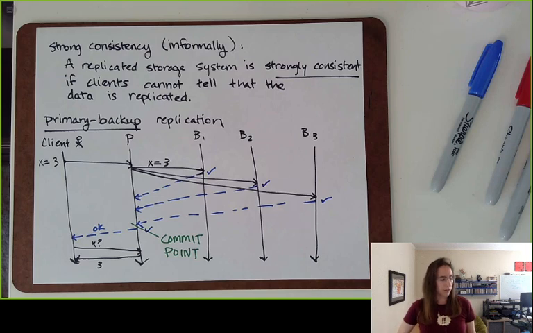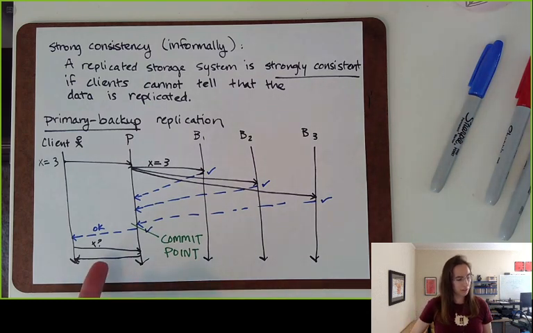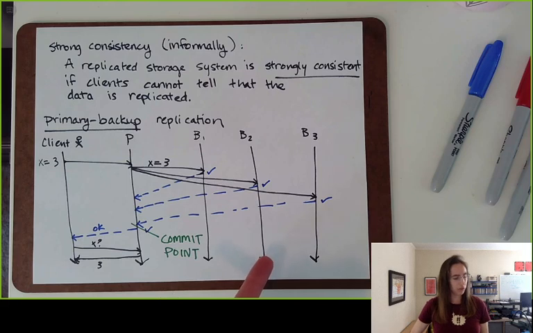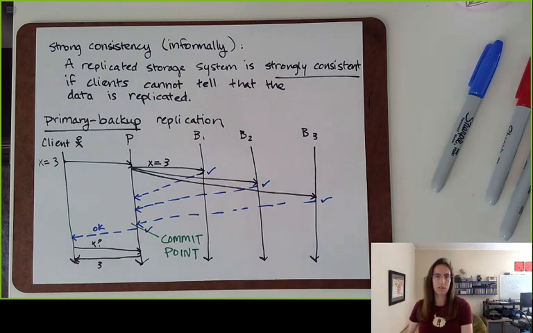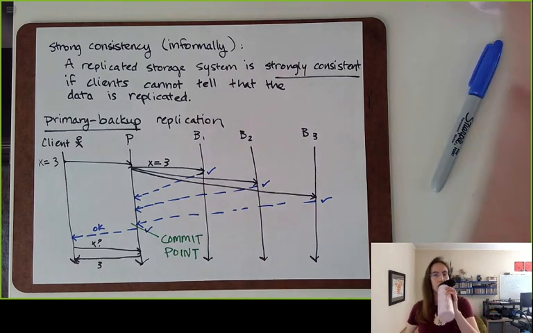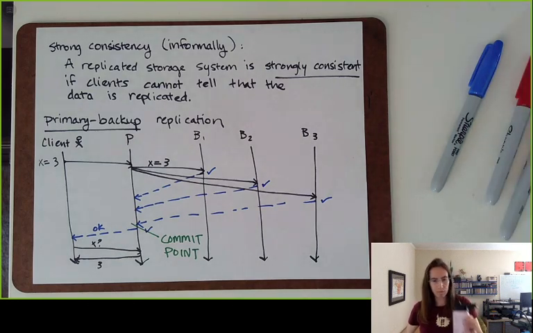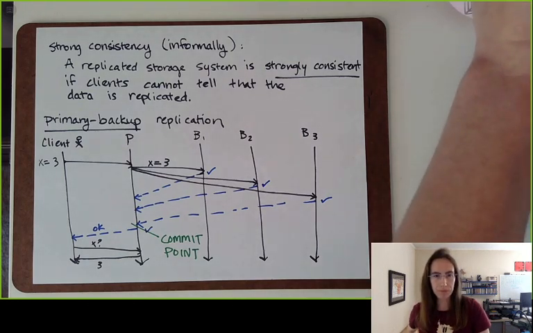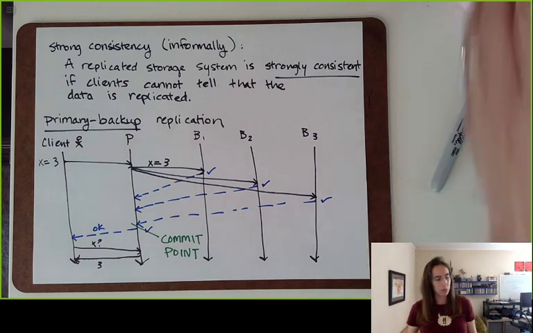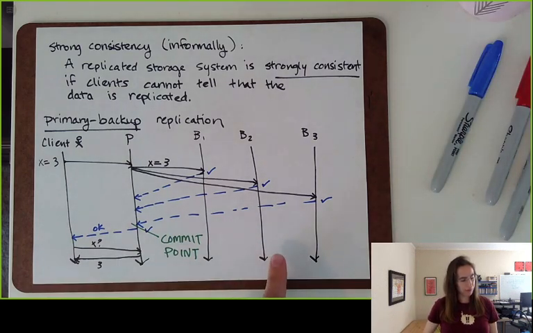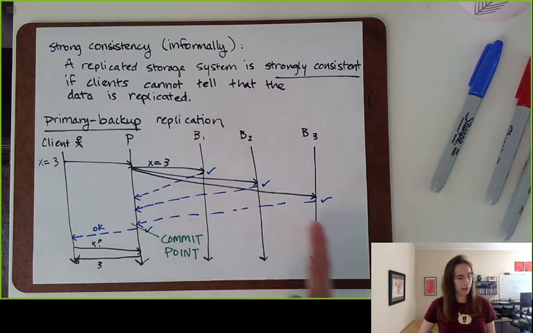Why does it work this way? Why would it not be okay for the client to just go and ask, let's say, B2? Why couldn't the client just go ask B2 or B1 or any of these? Yeah, good point. There might have been another write that's gotten to one of these backups, but hasn't committed on the primary yet.